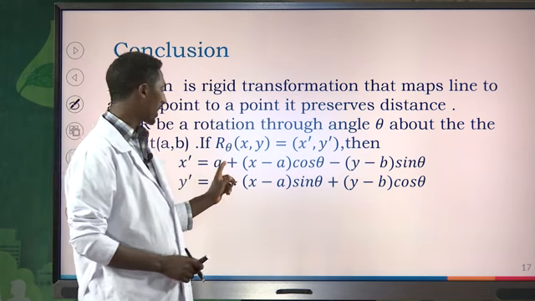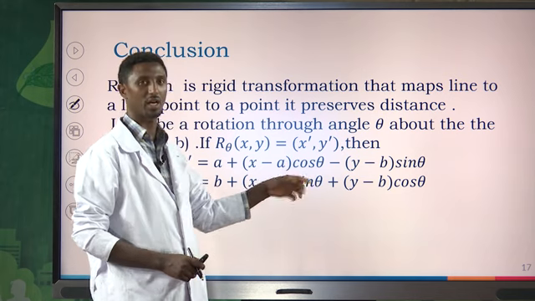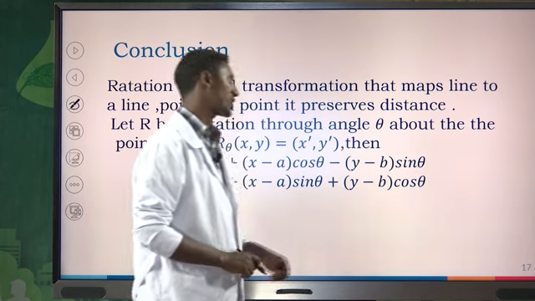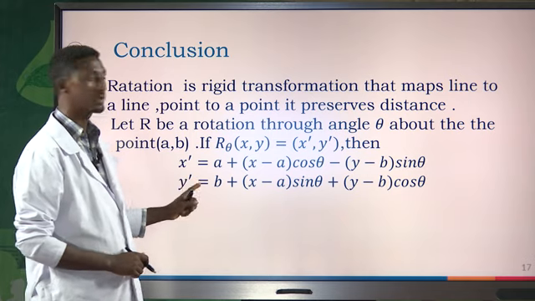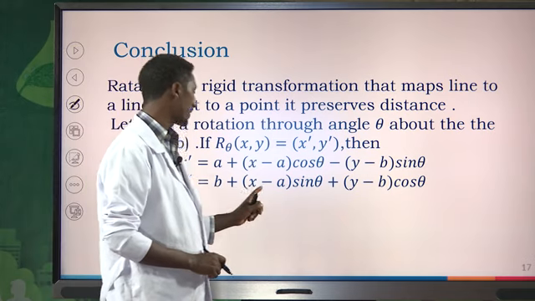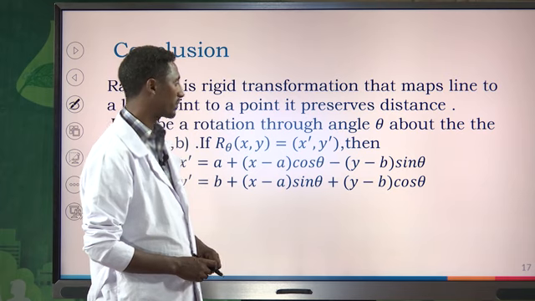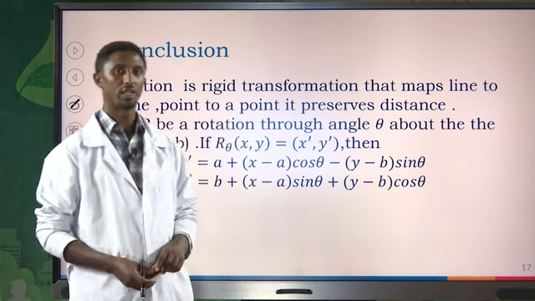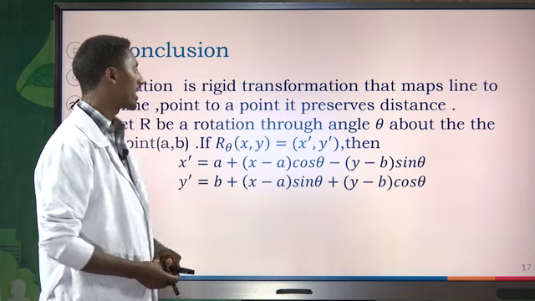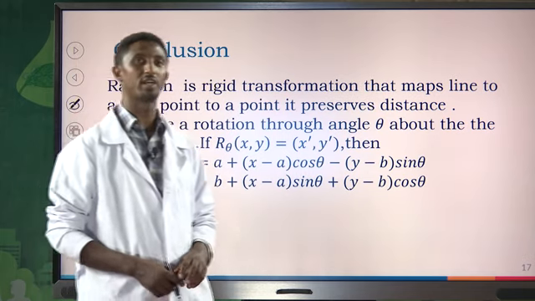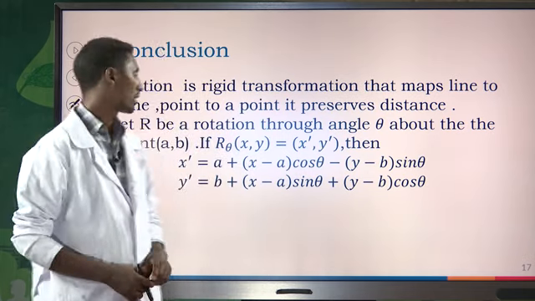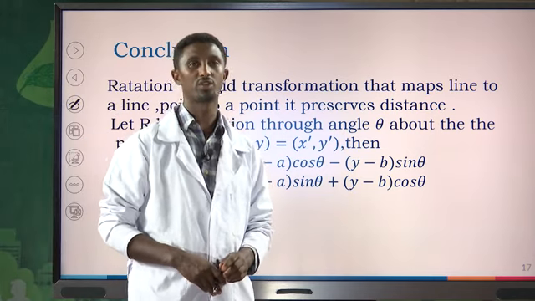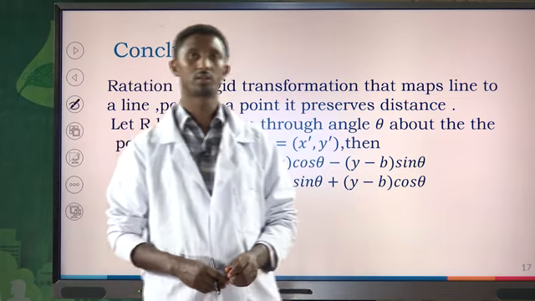x prime equals a plus (x minus a) cos theta, where theta is the angle of rotation, minus (y minus b) sine theta, and y prime is equal to b plus (x minus a) sine theta plus (y minus b) cos theta. So we can use these formulas to find the image of a point (x, y) when it is rotated through angle theta about a point (a, b). So this is all about the lesson. See you next time.